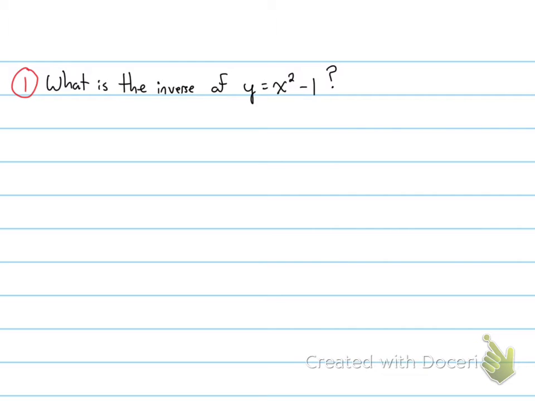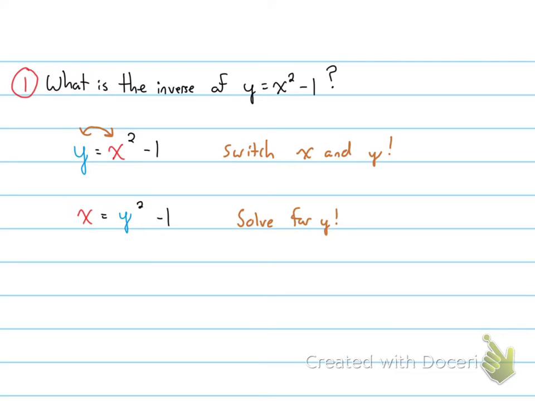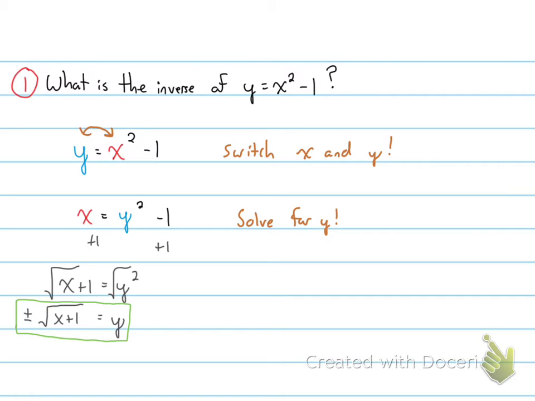So to start here, let's say I want to find the inverse of y equals x squared minus 1. What you want to do first is take your y and x and switch them. Now I'm going to solve for y. So I'll add 1 to both sides and take the square root of both sides. So my inverse function would be y equals plus or minus the square root of x plus 1.